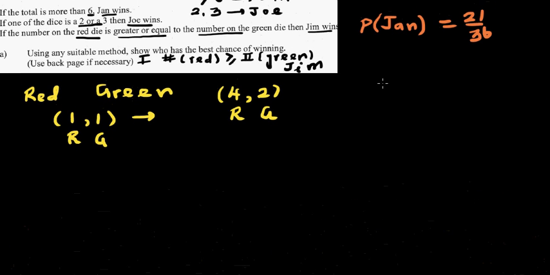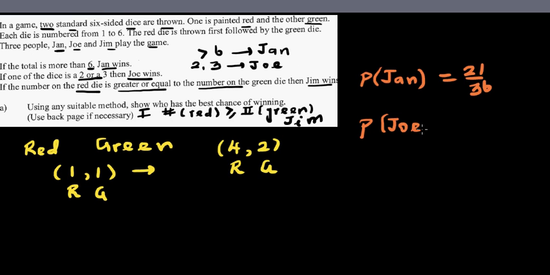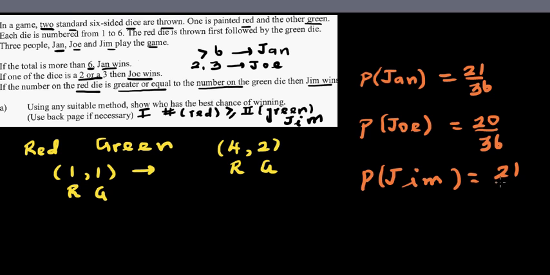So the probability of Joey winning is 20 out of 36. Now for the last, I want you to do that yourself. If the number on the red die is greater than or equal to the number on the green die, I already worked that out. For Jim, it would again be 21 out of 36. So the probability of Jan and Jim winning is greater than Joey. The best chance of winning is for Jan and Jim, and the lowest chance is Joey.